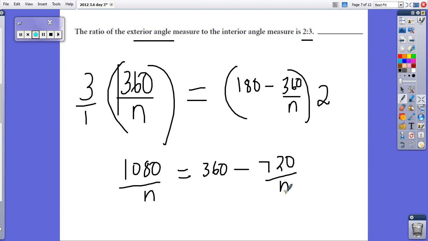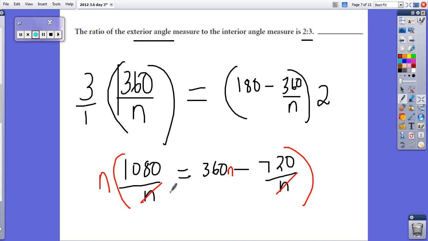Now here we want to remember we've got to move our denominator of n to the top so we can solve for it. So I'm going to multiply everything in this equation by n, which would cancel it out here. But I got to multiply this also by n, so it's going to put it there. And I got to multiply this by n, which will cancel that out. So now I have an equation, 1080 equals 360n minus 720.